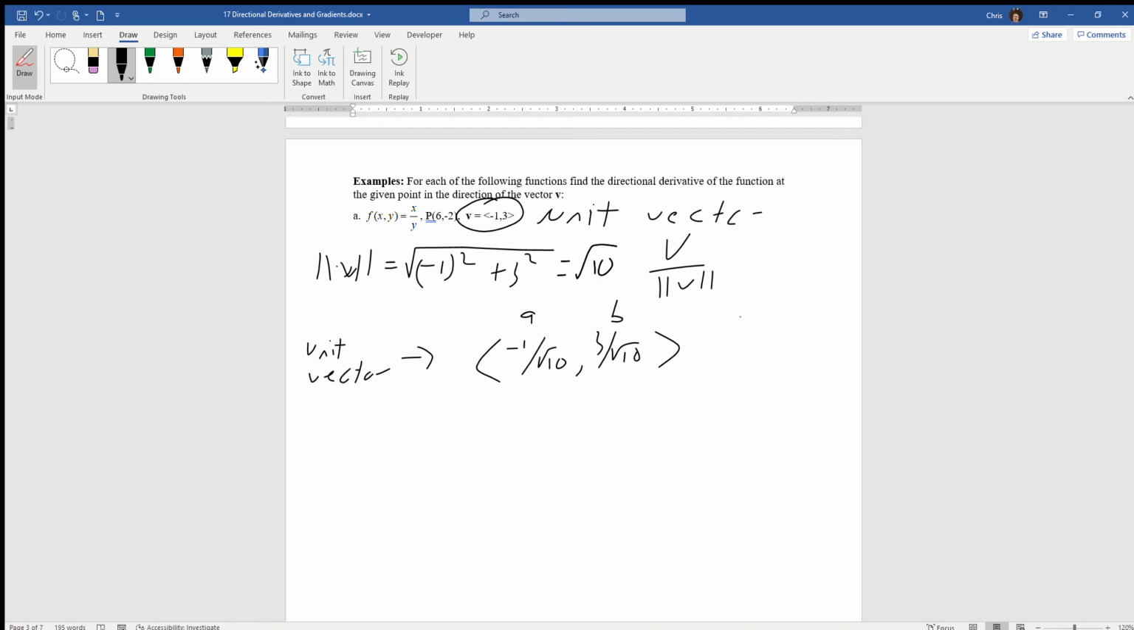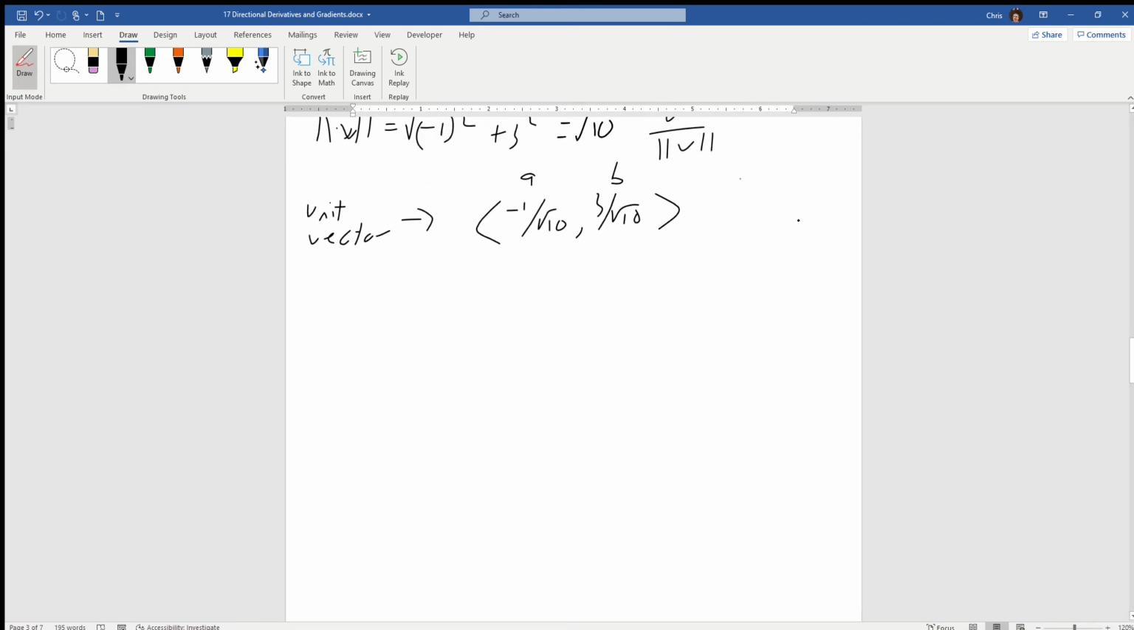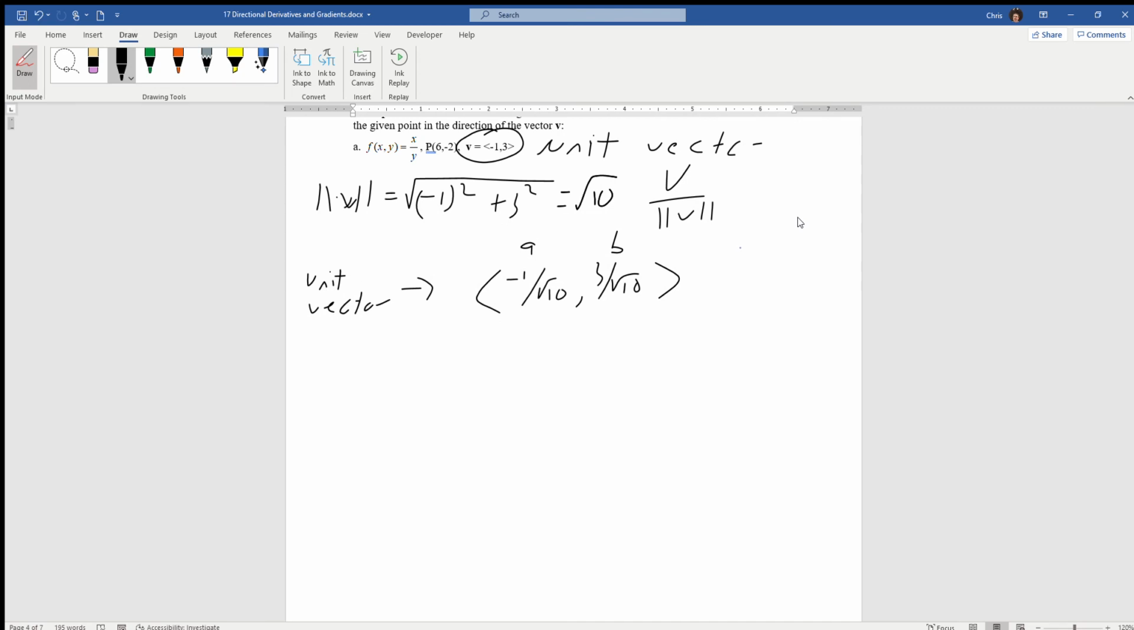And we're going to multiply those by the derivatives, Fx at (6, -2) and Fy at (6, -2). All right, now let's find those derivatives. To start, what we should probably do is rewrite this, just like we were in Calc 1, rewriting things that had denominators. We just want to make that a negative exponent.